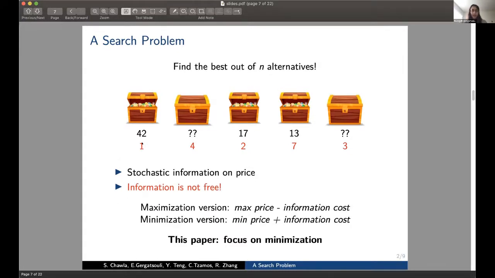So this problem comes in two flavors, basically. In the maximization version, imagine that the boxes have inside some reward, so we want it to be high. In that case, we want to maximize the maximum reward we find so far, minus whatever we paid in order to find that out, the information cost. In the minimization version, on the other hand, it's basically the example I described with the present. So we want to find the cheapest option, and we want to minimize the minimum price we found so far, plus whatever we paid in order to find that out. In this paper, we're going to focus on the minimization version. We have a smaller result on maximization. I'm going to talk about it towards the end.